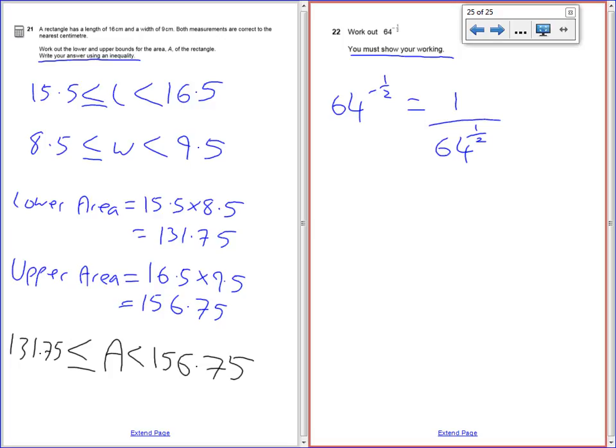And when you've got a half as a power, that means square root the number. So it's 1 over the square root of 64, which is 1 over 8. And you're fine to leave it as a fraction. Somebody put it as a decimal, but it was fine to leave it as a fraction.